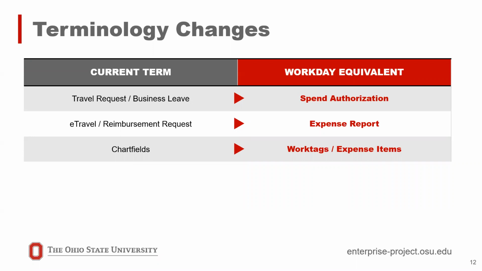Okay, so just a couple pieces of terminology, never hurts to revisit it again. In current state, we might call it a travel request or a business leave. In future state, in Workday, it's called a spend authorization. In current state, we may call it an e-travel reimbursement request. In Workday, the equivalent is an expense report. And again, chart field is now either work tags, or in this case, when we look at the expense side, we'll actually see something called expense items too, which then translate into spend categories. Okay, so we'll take a look at that too.